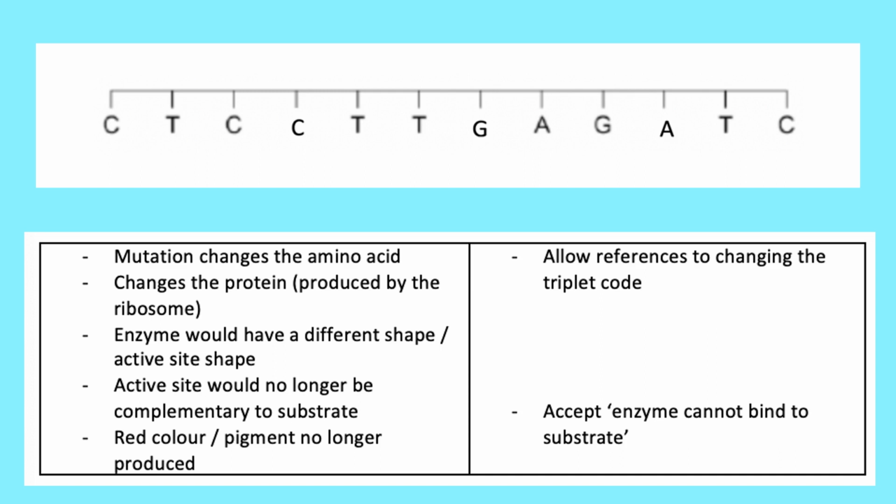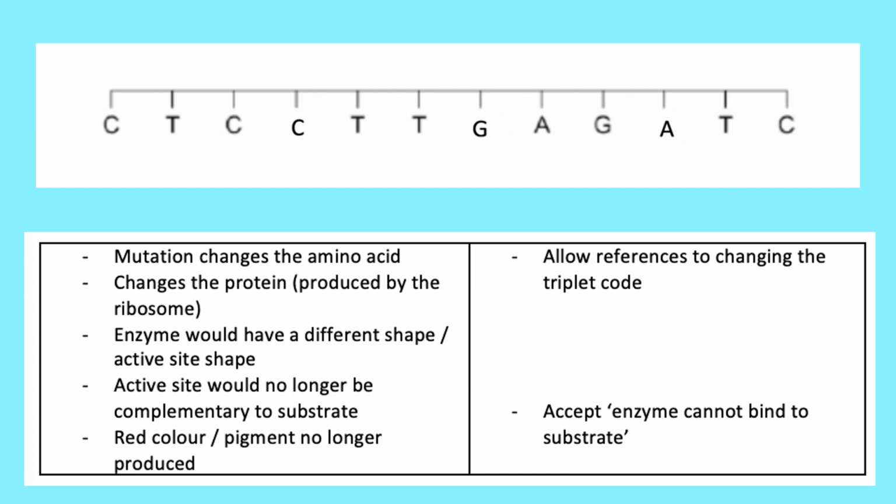You don't need to say about the ribosome, but remember that that's the site of protein synthesis, making proteins. So if you've got a different amino acid, we'll get a different protein. Importantly, the protein will have a different shape. And in this case, the protein is an enzyme. So that is so important.